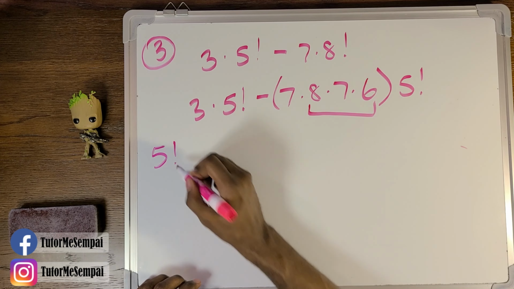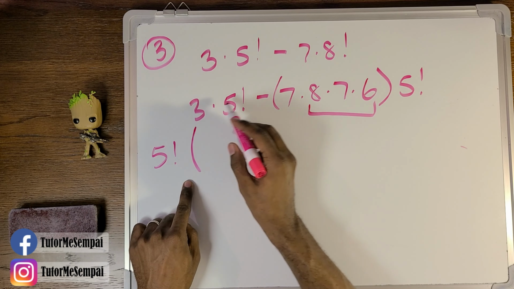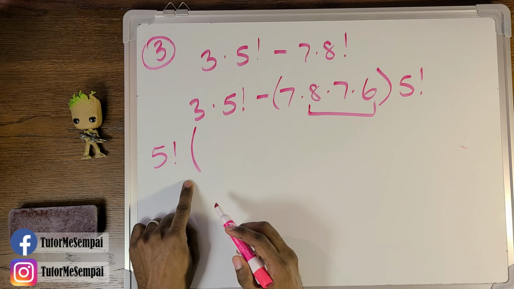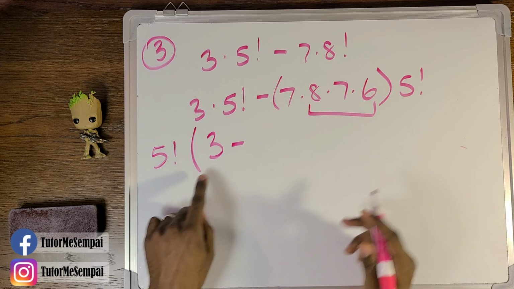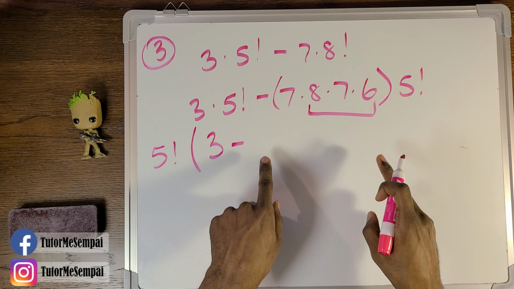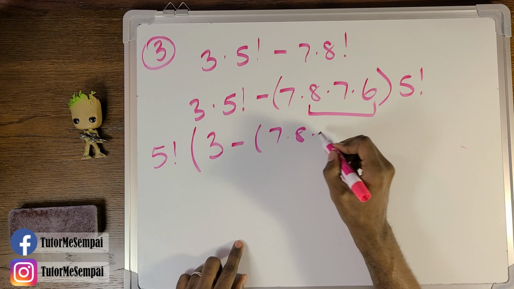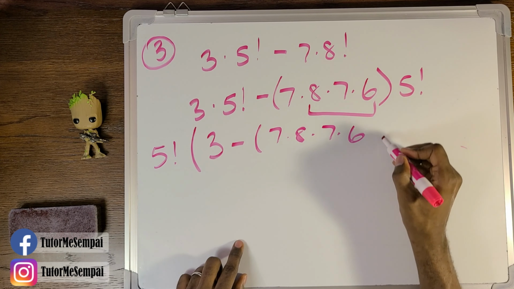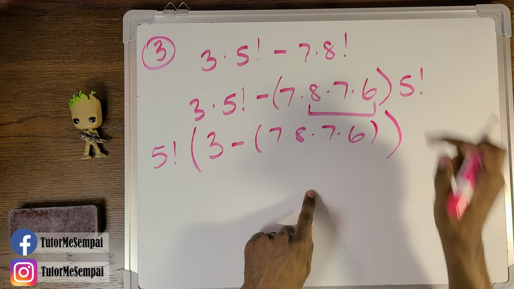So we have a 5 factorial on the outside, and we have big parentheses. And what's left over when you extract a 5 factorial from this? Well, it's going to be 3. And we have a minus, and we're going to take this whole parentheses and throw it in here. We have 7 times 8 times 7 times 6. And that is what's going to be left over when we extract this 5 factorial.